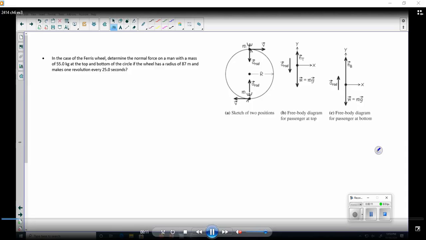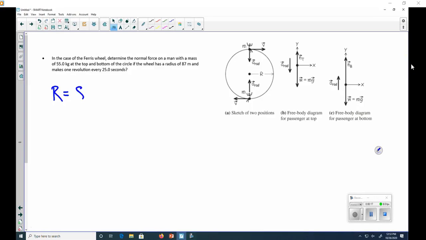So in this example, we have a guy riding a Ferris wheel, and we're going to determine the normal force at the top and the bottom of the Ferris wheel. The radius of the Ferris wheel is 87 meters. We know that it goes around once every 25 seconds. And remember, with the radius and the time, we can determine the velocity. And the man has a mass of 55 kilograms.